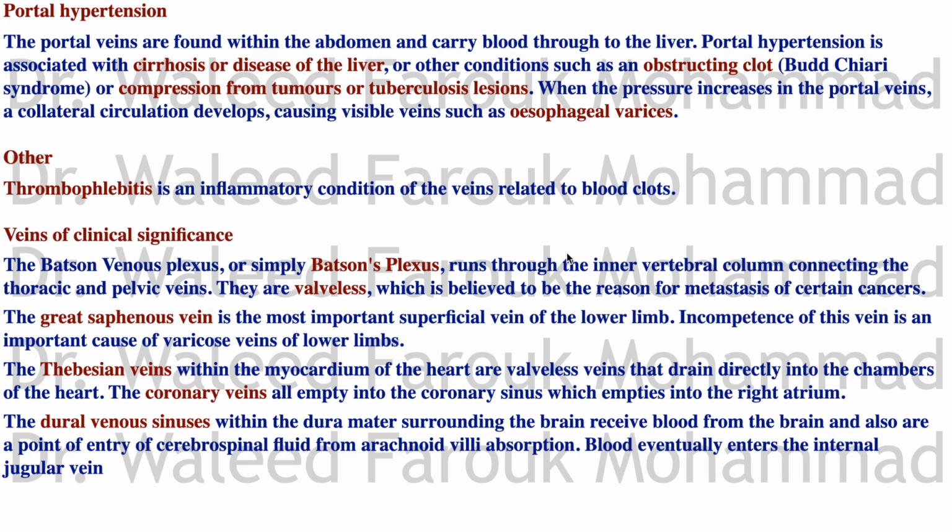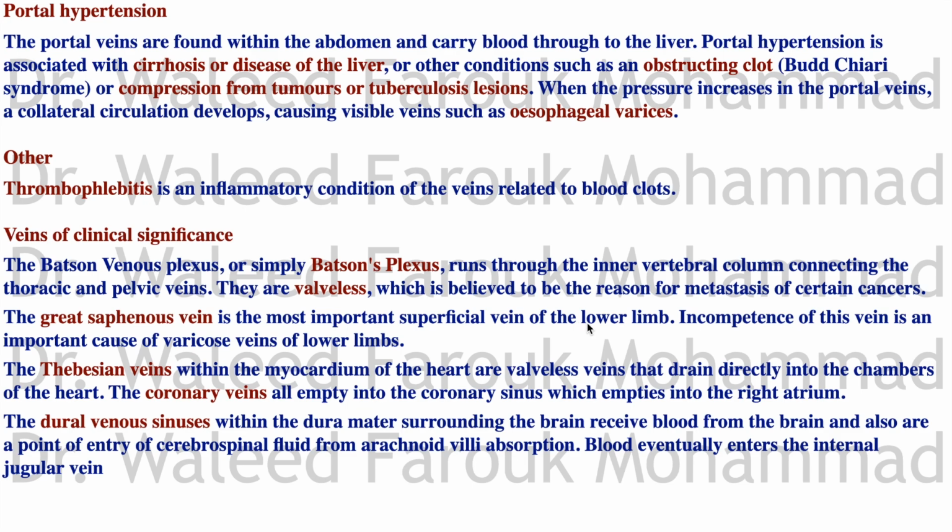The great saphenous vein is the most important superficial vein of the lower limb. Incompetence of this vein is an important cause of varicose veins of the lower limb. Thebesian veins are the small veins draining the myocardium into each chamber of the heart. The coronary veins all empty into the coronary sinus, which empties into the right atrium of the heart.